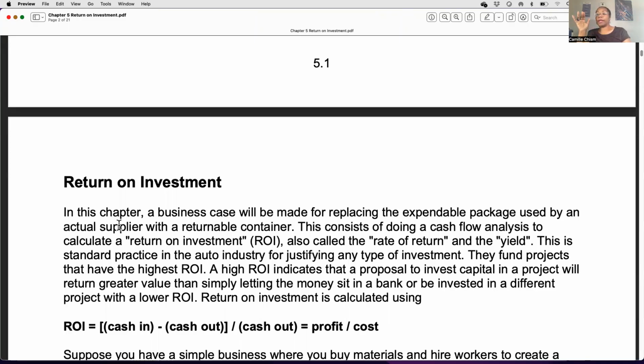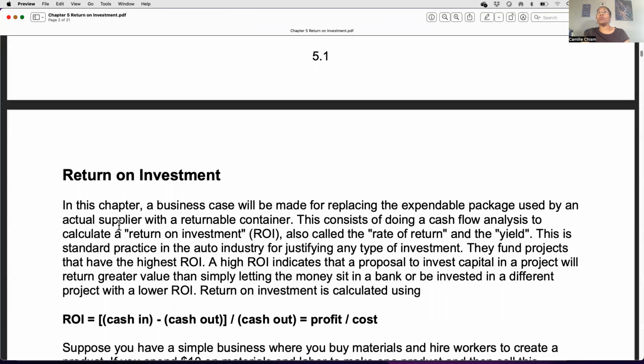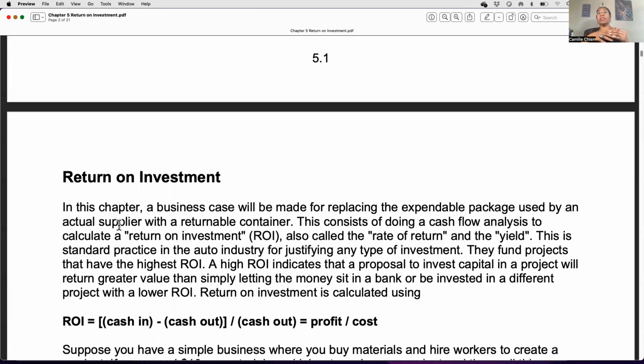This is something they do in automotive when you're looking at returnable packaging. And then when you do your return on investment calculations and you do your business case, this gets presented to management, and then they will look to see which scenario makes the most sense.